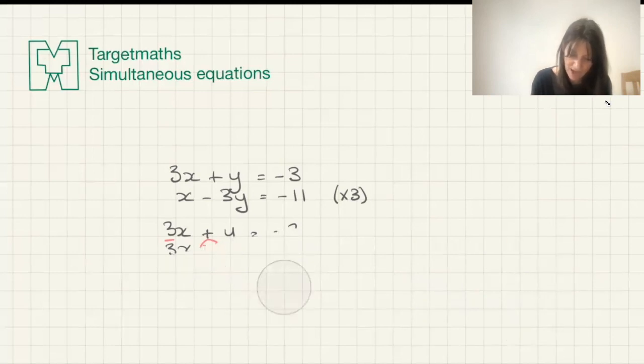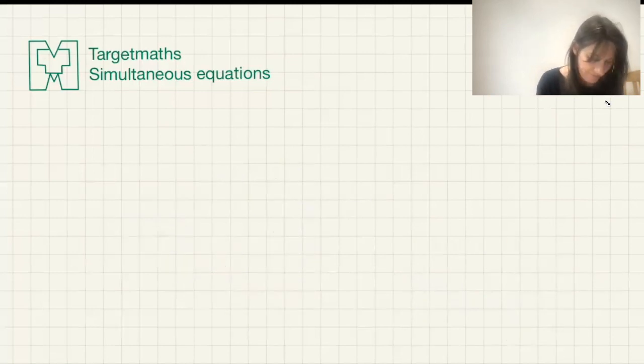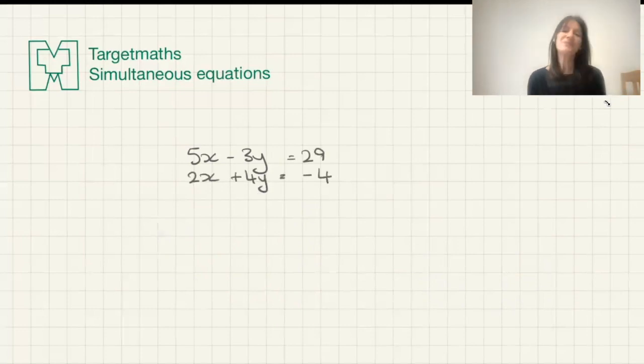Okay, next one. 5x minus 3y is equal to 29. 2x plus 4y is equal to minus 4. Hit pause and press play when you're ready.